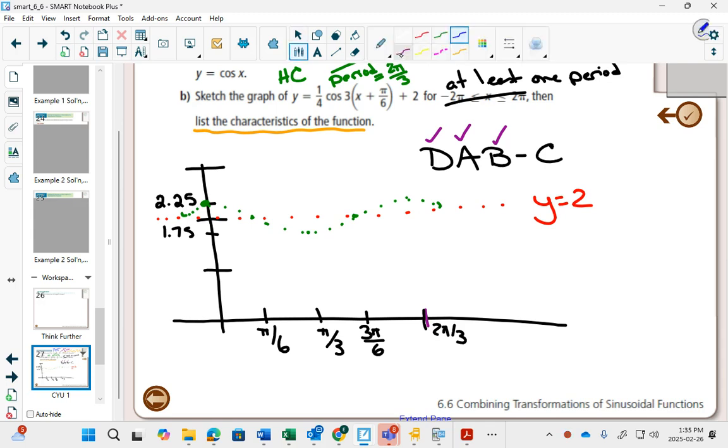And finally, our phase shift, which is pi over 6 left. So again, I'm going to have to mark a negative pi over 6 on here. And take each of these points and go one tiki mark to the left. And we've graphed it for one full period.